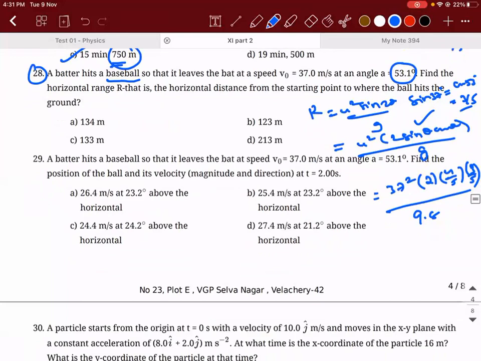I think the same question is repeated again, right? Find the position of the ball and its velocity at t is equal to 2 seconds. So at t is equal to 2 seconds, how do I find the position and velocity? Find the position. Okay, so how to find the velocity of the object after 2 seconds?